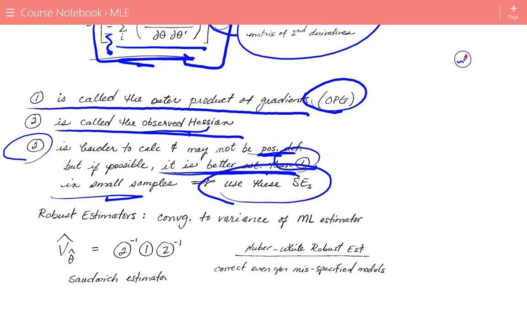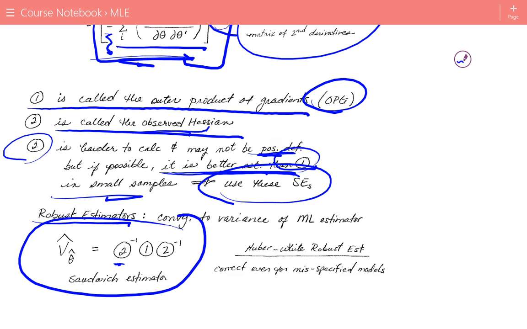There is another one called a robust estimator, and that basically puts these two together. You take the inverse of the Hessian-based one times the outer product times the inverse of the Hessian. Asymptotically, they're the same, so they cancel out and you get the inverse of the Hessian, which is the variance.